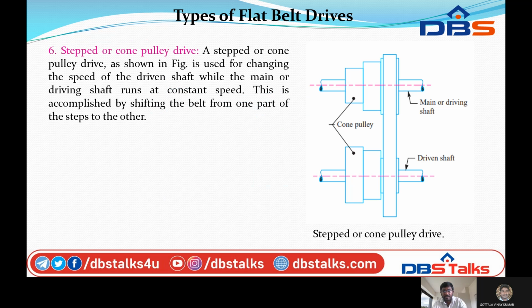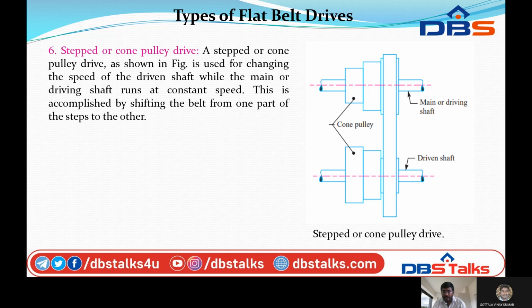So the next type of belt drive is the stepped or cone pulley drive. A stepped or cone pulley drive, as shown in the figure, is used for changing the speed of the driven shaft when the main or driving shaft runs at a constant speed. This is accomplished by shifting the belt from one step to the other. So we can see the figures. This is the stepped or cone pulley drive.